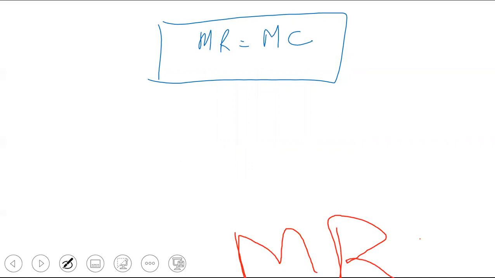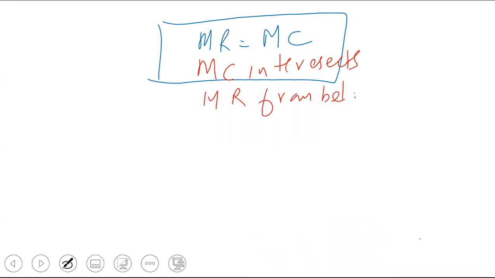MR is equivalent to MC. MC intersect MR from below. Children, this you will have to study so comfortably that you should be remembering this. MC intersect MR from below. This is the equilibrium. Now draw the diagram. Long run equilibrium, super normal profit. You had already drawn this diagram.